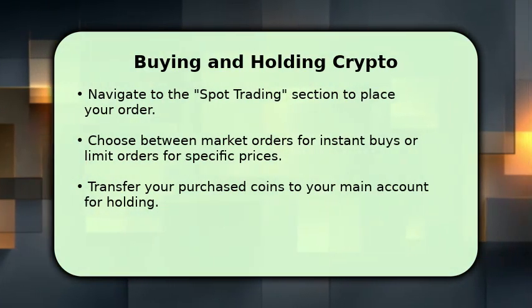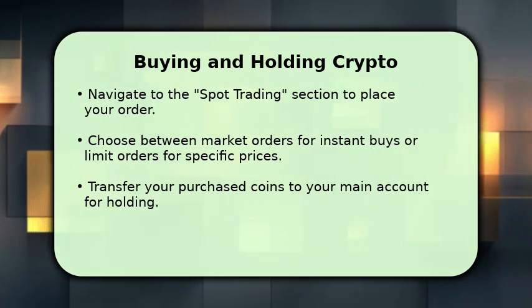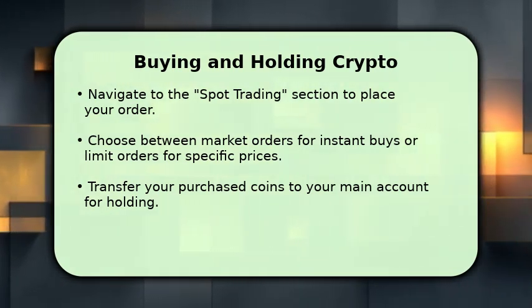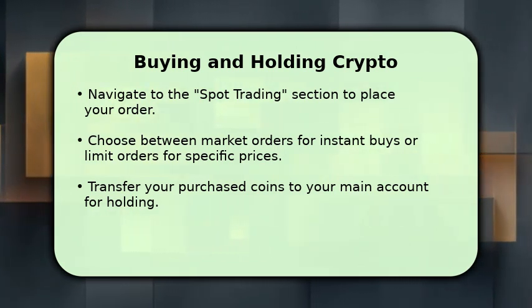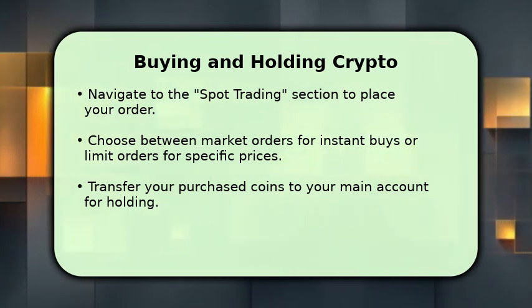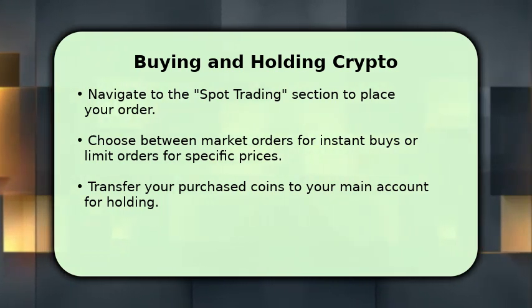Now, let's buy some crypto. Go to the spot trading section and select the coin pair you wish to trade, like BTC versus USD. You can place a market order for an instant purchase at the current price, or a limit order to buy when the price reaches your desired level. After buying, transfer your new coins from your trading account to your main account for secure holding.